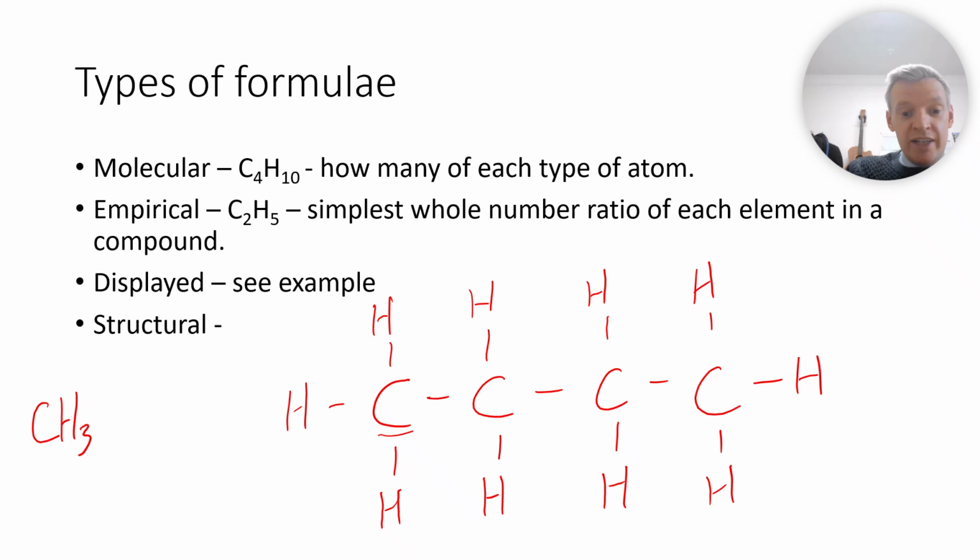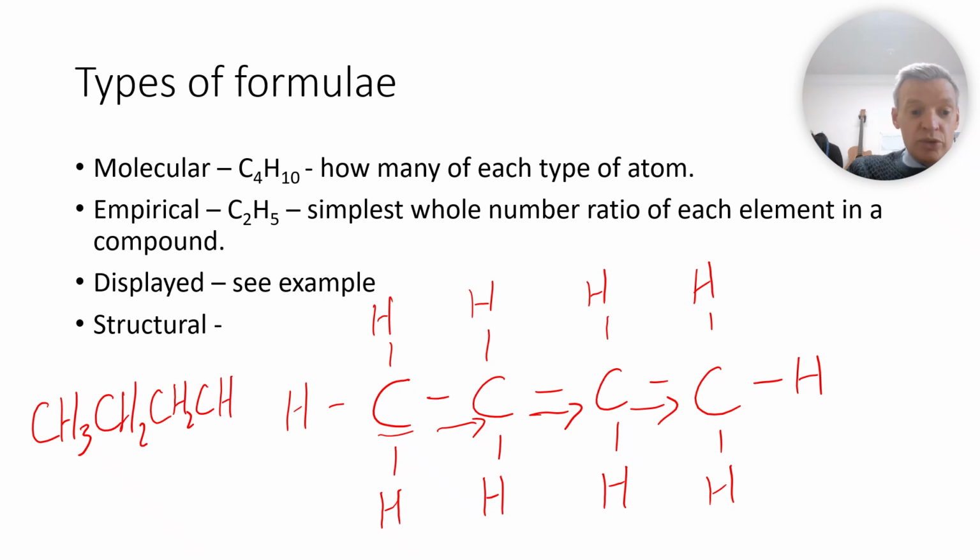Then I'm going across to the next carbon. I'm going to write C, and it's got 2 hydrogens attached, so H2. Then I go across to the next carbon, C, and it's got 2 hydrogens. And then finally, on the end carbon, I've got carbon, and I've got 3 hydrogens joined to that. So the structural formula is linked to the displayed formula, but it's just a condensed version of that.